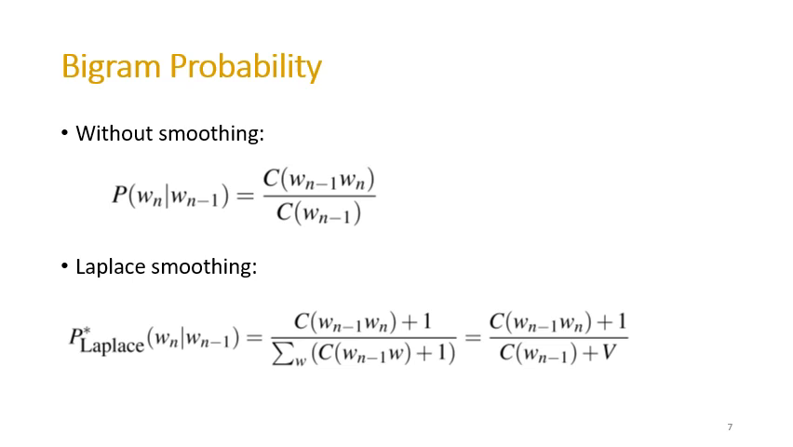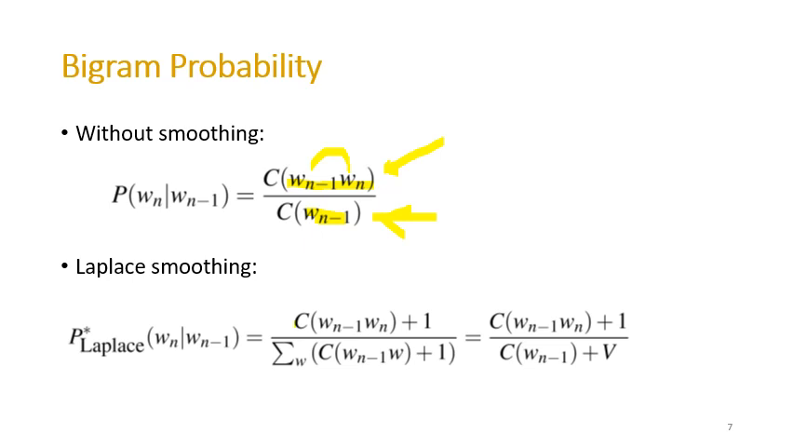Now let's see how smoothing changed the bigram probability. Without smoothing, in the denominator, you count how many times the previous word, the word n-1, appears. And in the upper part of the equation, you count how many times the word n-1 followed by the word at position n, how many times those two words appear together.